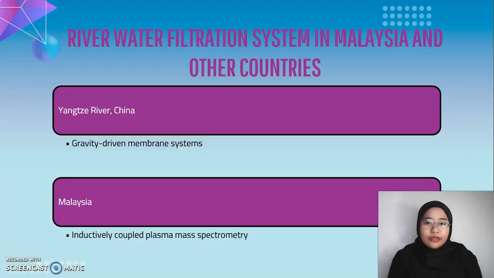Now we go to river water filtration systems in Malaysia and other countries. In the Yangtze River, China, they use a gravity-driven membrane system, whereas in Malaysia, they use inductively coupled plasma mass spectrometry, and in Malaysia, they use physicochemical testing.